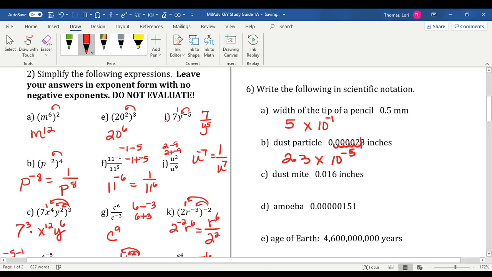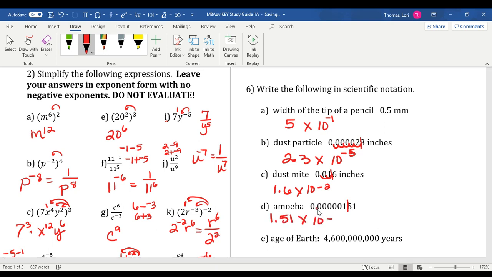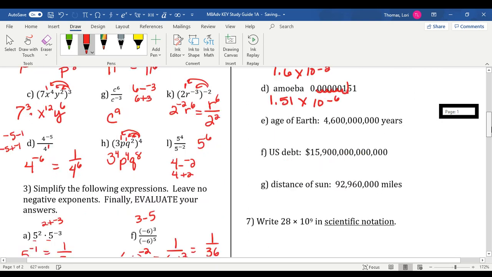Next, we have this decimal, and we're going to move it until we get to here. So we're moving it 1 and 2. So it's 1.6 times 10 to the -2. Next, we are going to move the decimal to here. And so we have our coefficient 1.51 times 10 to the negative, and we move it 1, 2, 3, 4, 5, 6, so -6.